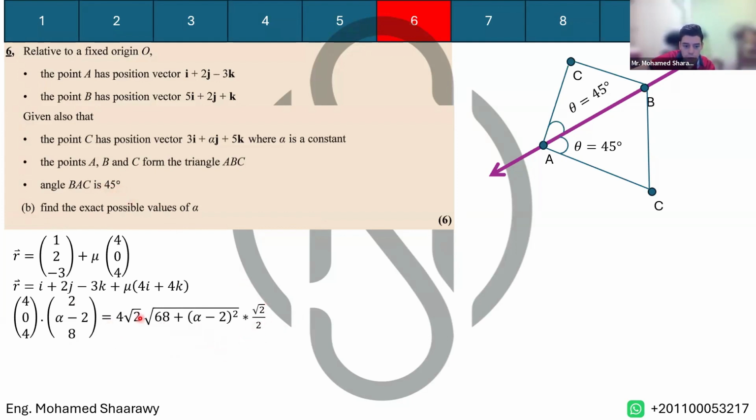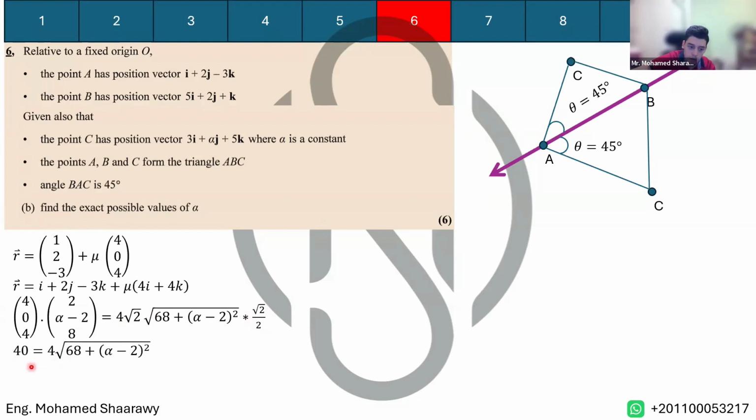Okay, root 2 over 2 times 4 root 2 is just, okay, I'll do it later. So 4 times 2 is 8. 0 times something is just 0. 4 times 8 is positive 32. Okay, and 4 root 2 multiplied by root 2 over 2 is just 4, yes. And let me leave this square root like this. Okay, 8 plus 32 is 40.